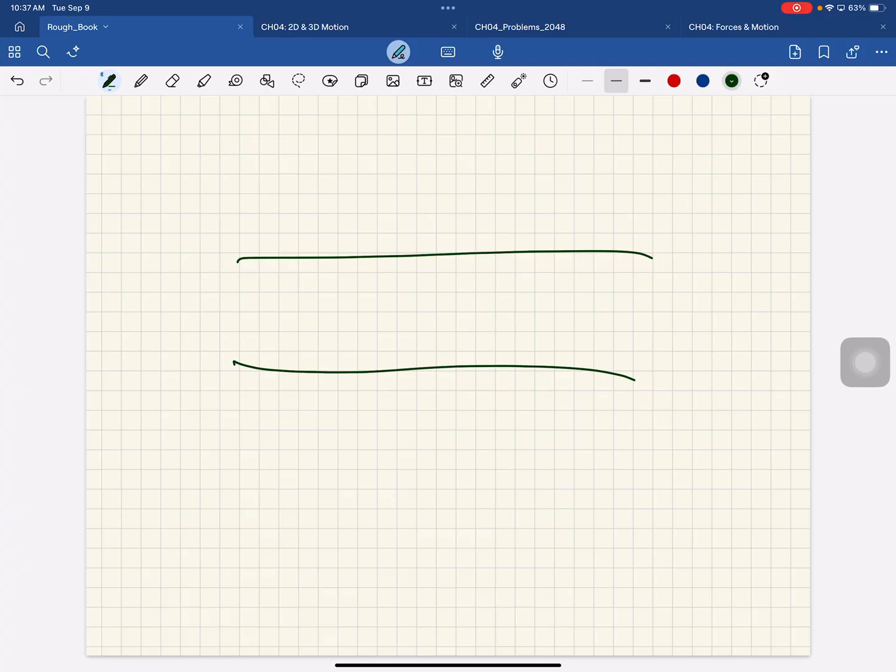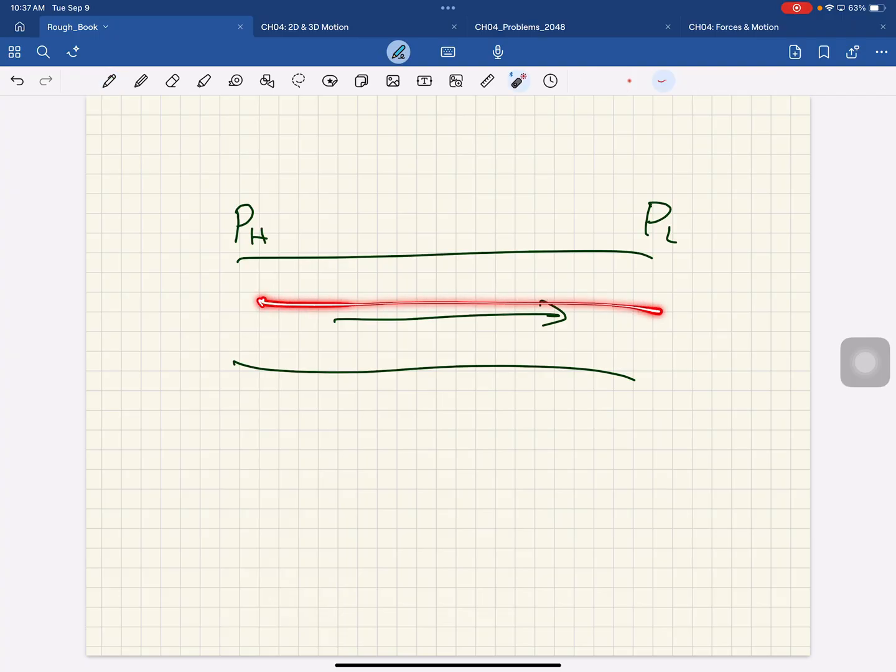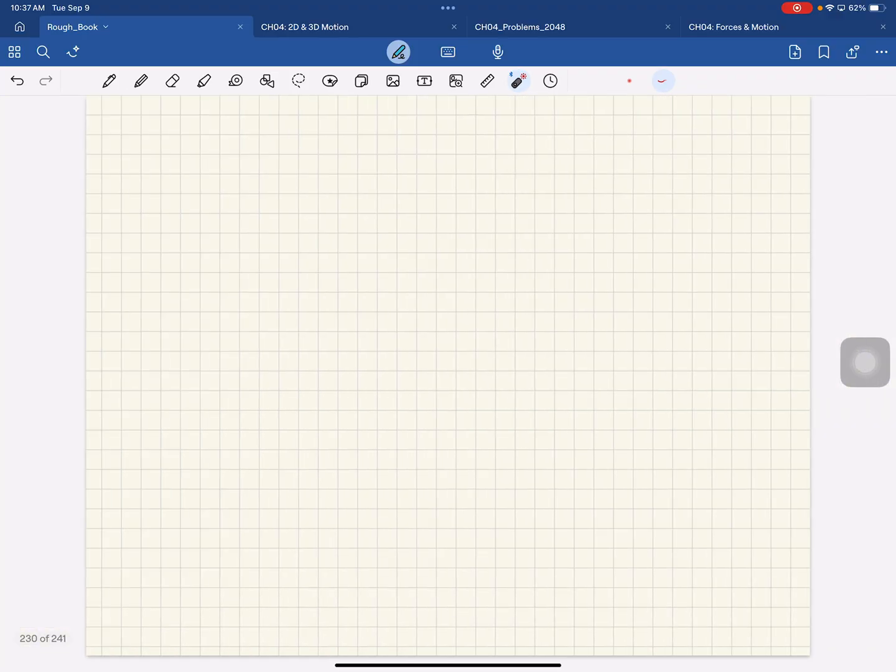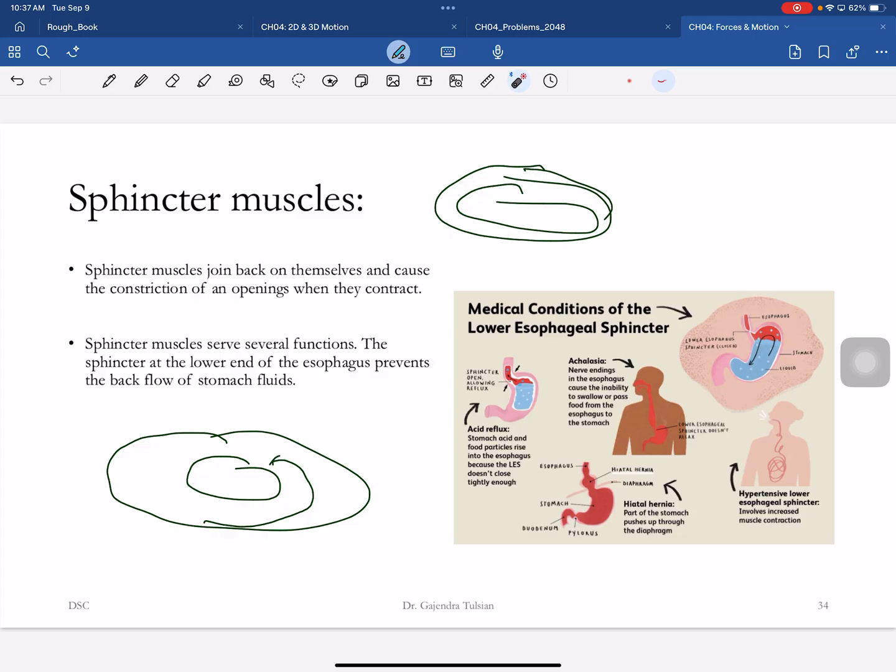So in a pipe, if you want fluid to flow, what is it? You have to maintain a pressure difference for fluid to flow. Okay, so if you want the fluid to flow from here to there, you have to have higher pressure here and lower pressure here.